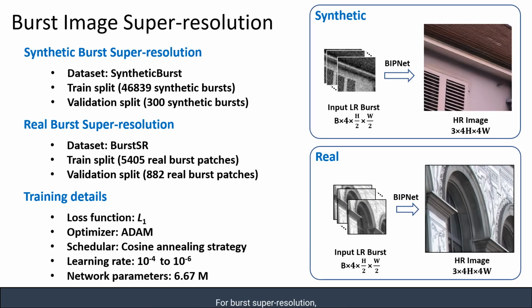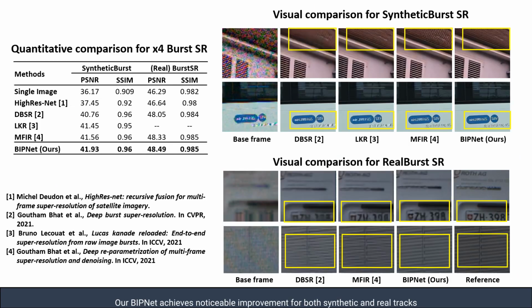For burst super resolution, we follow the instructions of the 2021 burst super resolution challenge. We use aligned L1 loss to fine-tune the BIPNet for the real burst SR track. Our BIPNet achieves noticeable improvement for both synthetic and real tracks in PSNR when compared with existing methods. Also, visual comparison shows that our results are sharper compared to the existing methods.